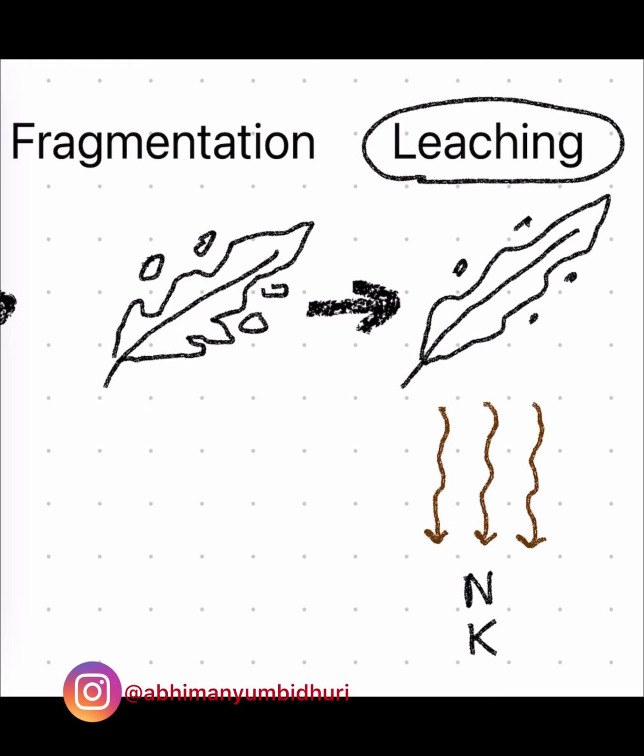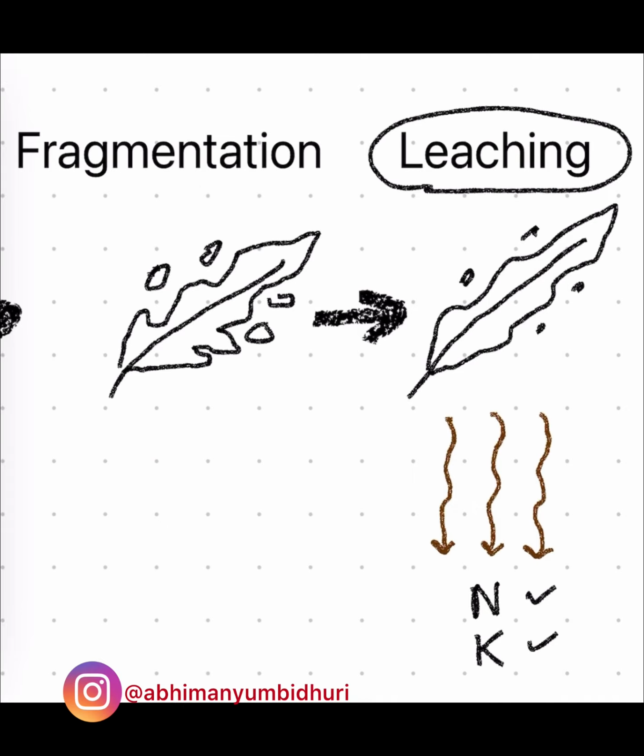It is the process by which some soluble nutrients like nitrogen and potassium are washed out of organic material and into the soil with the help of rain or any other form of precipitation, thus making them available for plants but also susceptible to being washed away during heavy rainfall, leading to nutrient loss.